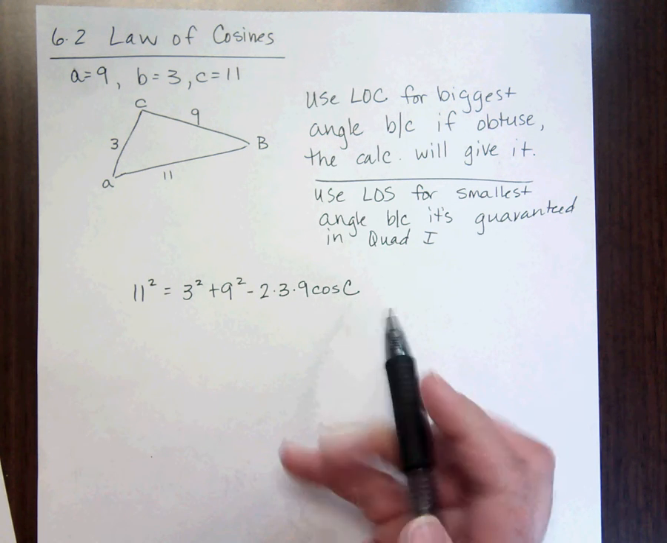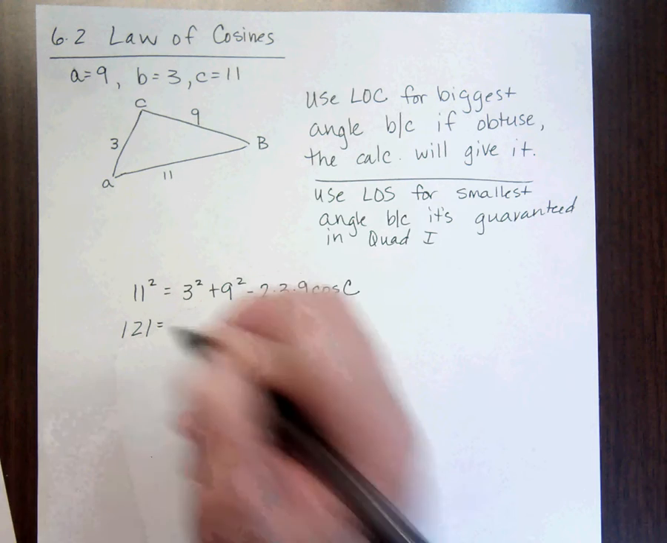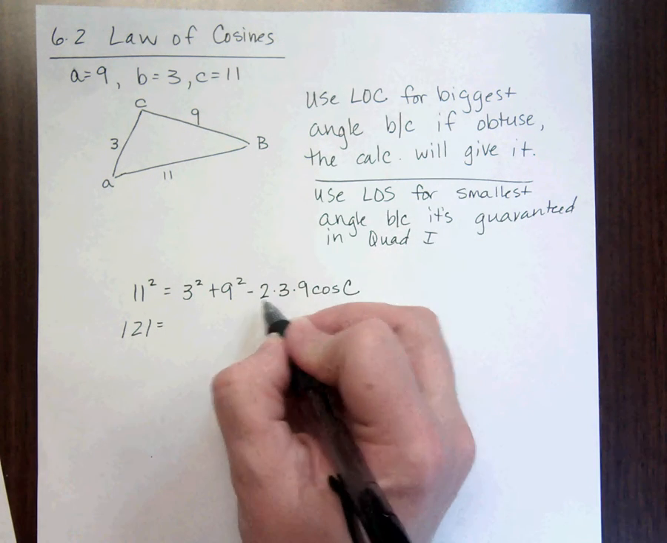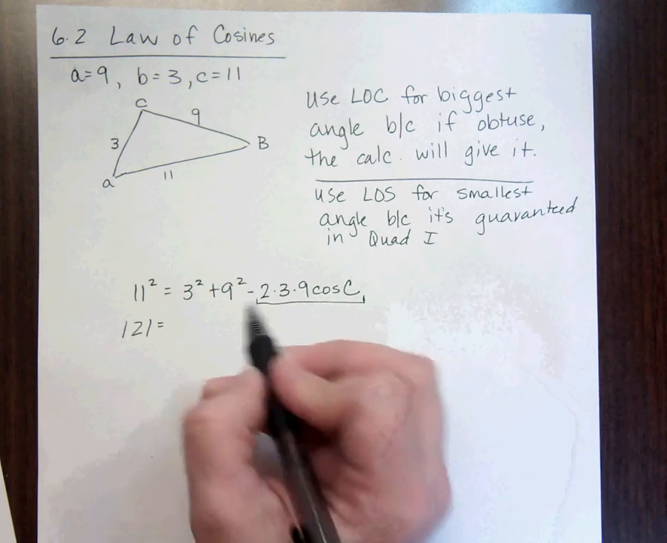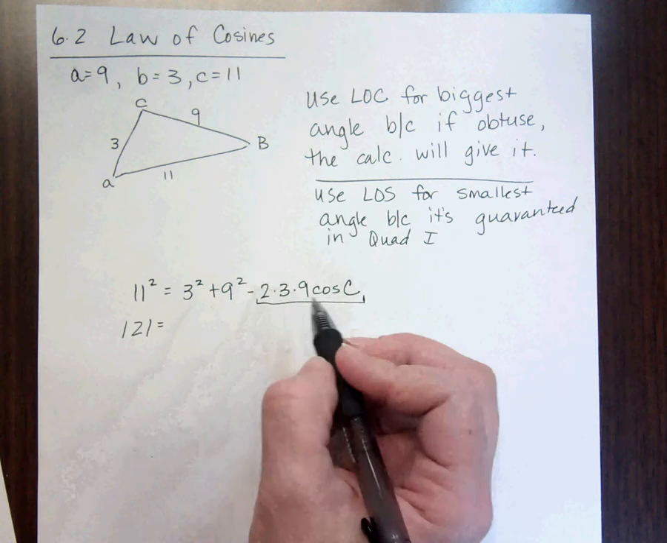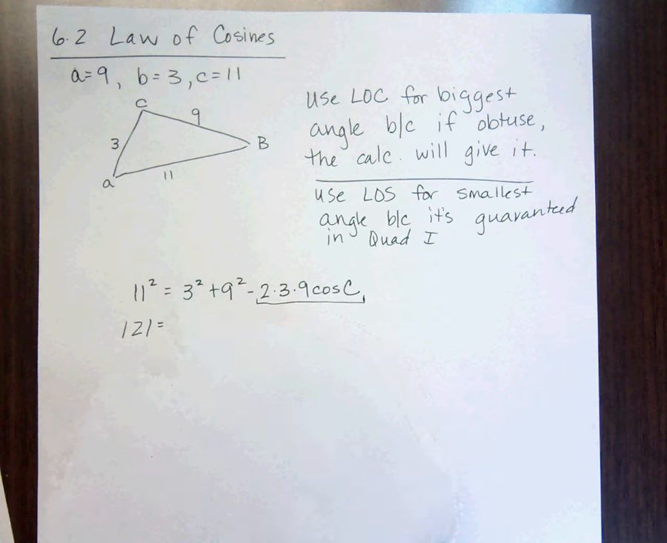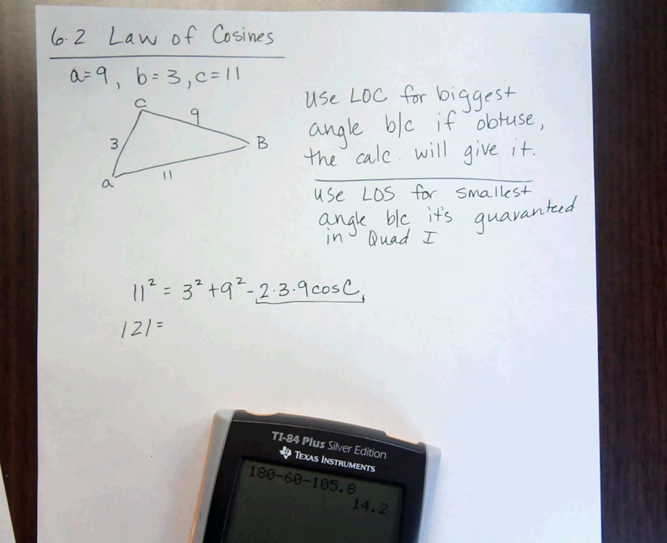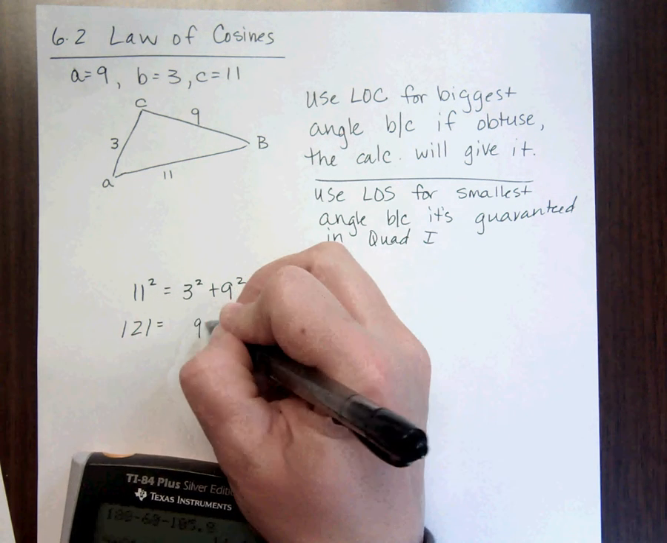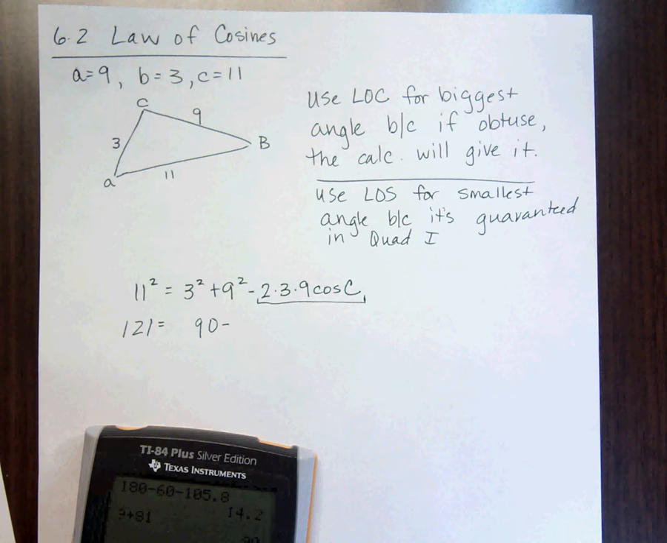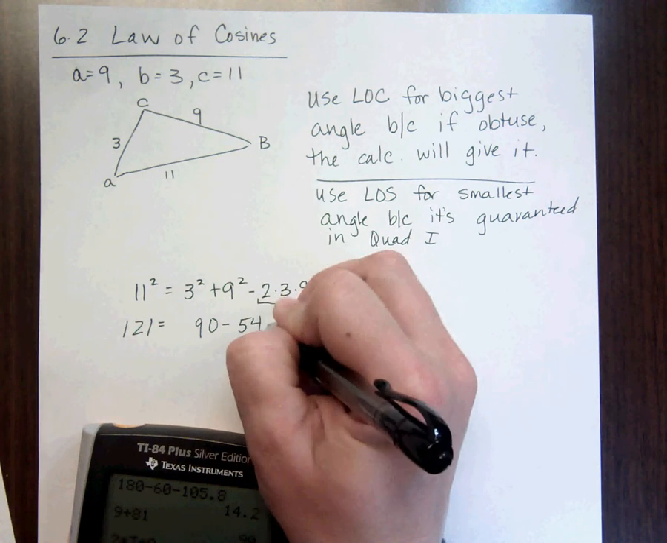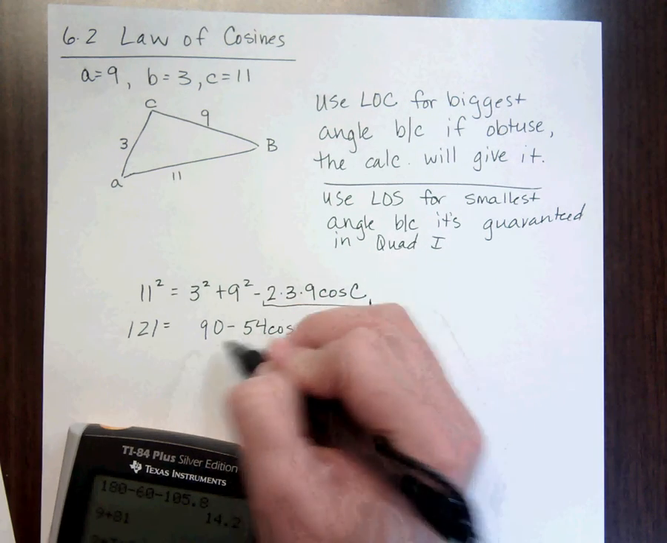cosine of C. So then the tricky part of this is that people start solving wrong. Notice that this is all connected together, so you can't just add and subtract the numbers because they're not like terms. Here I have my 3 squared and my 9 squared that I can add together because they are just integers. So then I have that chunk, and then the other chunk, the 2 times 3 times 9, is attached to cosine. So I can't subtract the 90 and the 54.